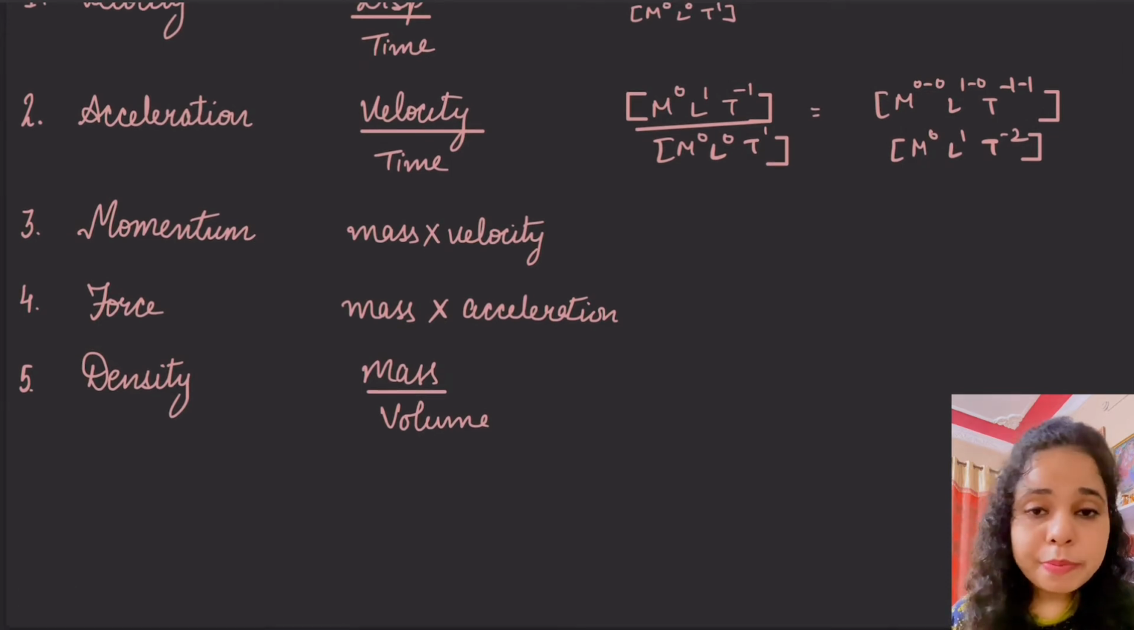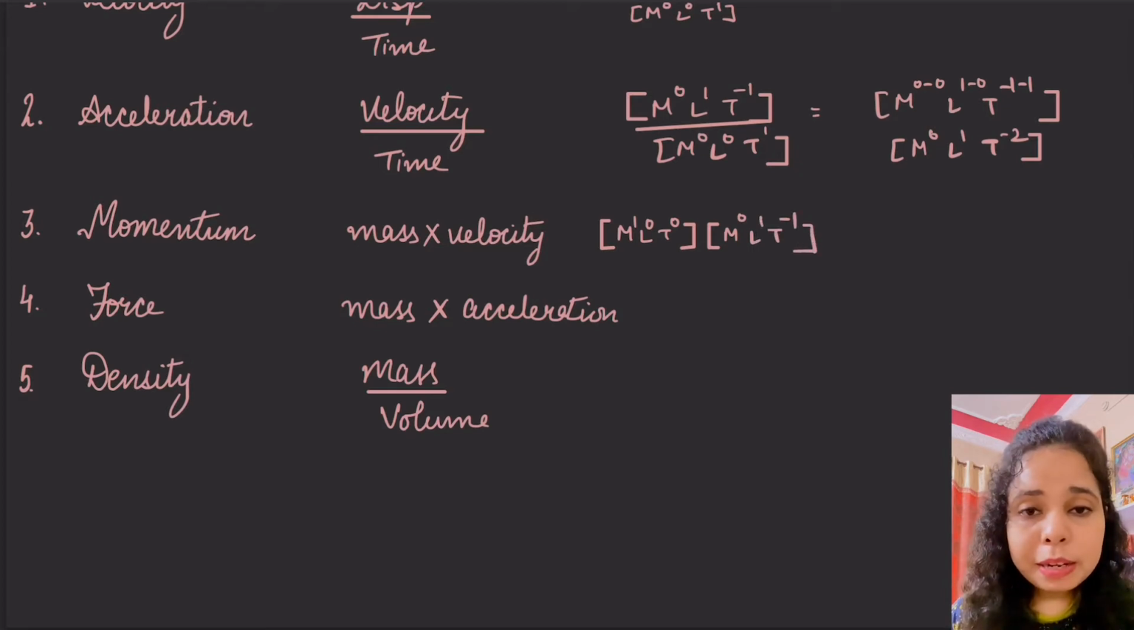The formula we know for momentum is mass into velocity. The fundamental quantity mass is expressed as M^1 L^0 T^0, and this is multiplied by velocity, for which we have already determined the dimensional formula, M^0 L^1 T^(-1). On multiplying, we have the same bases, so in the case of the same bases, powers are added up. Therefore we have M^(1+0) L^(1+0) T^(-1+0), so the dimensional formula for momentum is M^1 L^1 T^(-1).